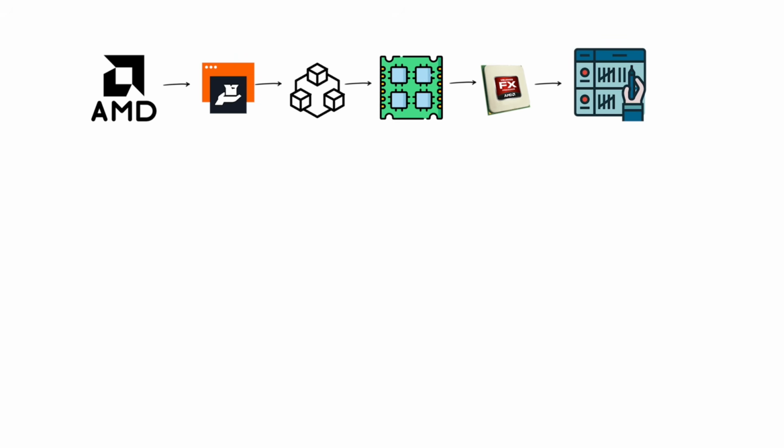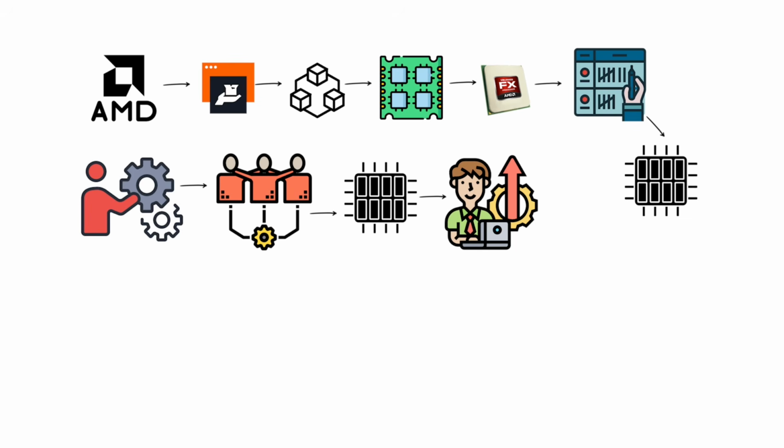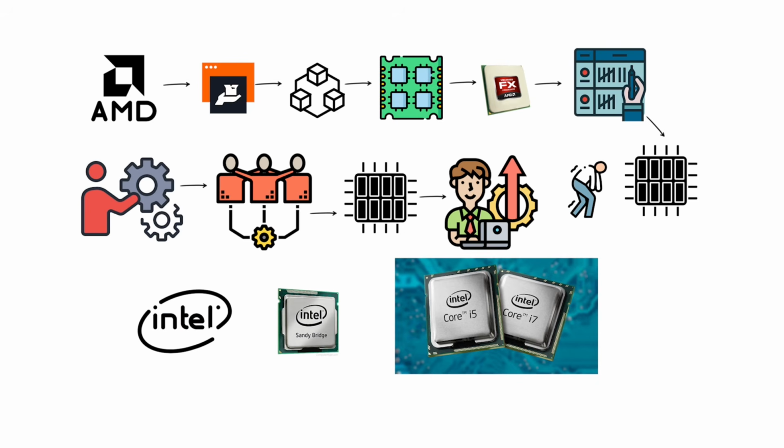AMD marketed these modules as multiple cores, which gave the FX processors very high advertised core counts, up to 8 cores in mainstream models. In practice, however, the shared resources meant per-core performance was much weaker than Intel's Sandy Bridge and later Core i-series processors.